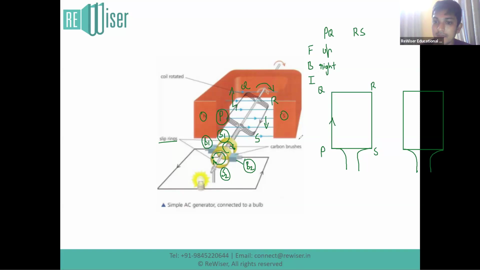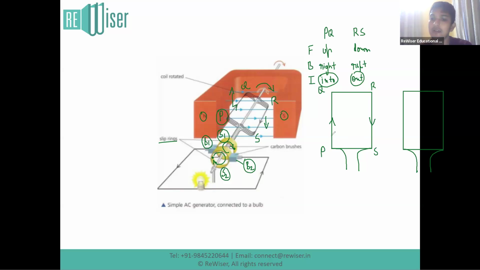You can see here. On QRS, force acting is downwards. Magnetic field is still to the right, which means current, here current induced was into the page. Here current induced will be out of the page, which is exactly like this. How do I know? Force downwards, magnetic field to the right. And you can't see my middle finger, but notice it's out of the page, like this, out of the page.